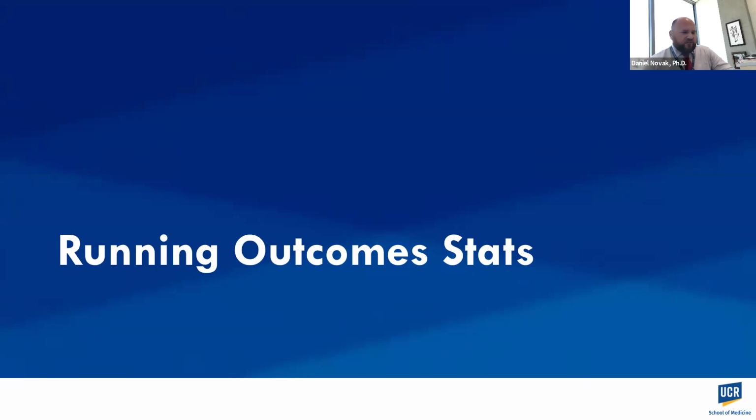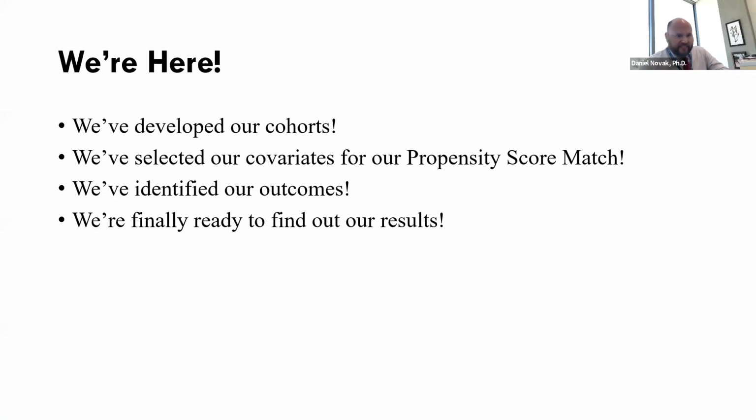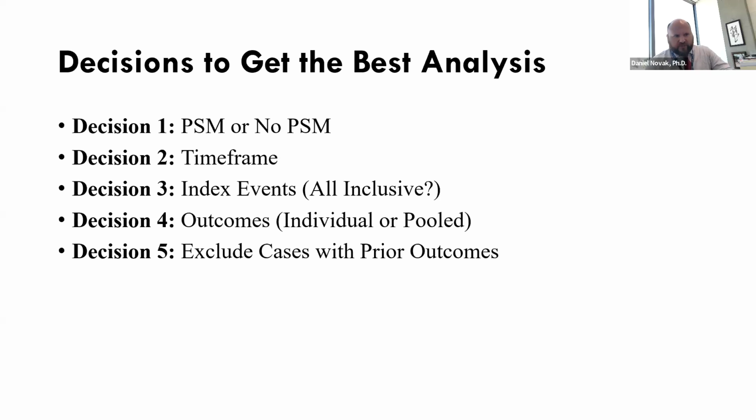But we're going to move on to the main event. The main thing that we're interested in is running outcome stats. This is it. We're here. We have done it. We've selected our covariates for our propensity score match. We've identified our outcomes. We're finally ready to find out our results. We've thought so much that our study is really beefy and strong. So what I want to do really quickly, though, is give you a couple of guiding decisions that you're going to have to make to get the best analysis possible. Afterwards, we're going to talk about the stats really clearly. But I want to give you some thoughts about decisions you have to make as you're running your analysis.